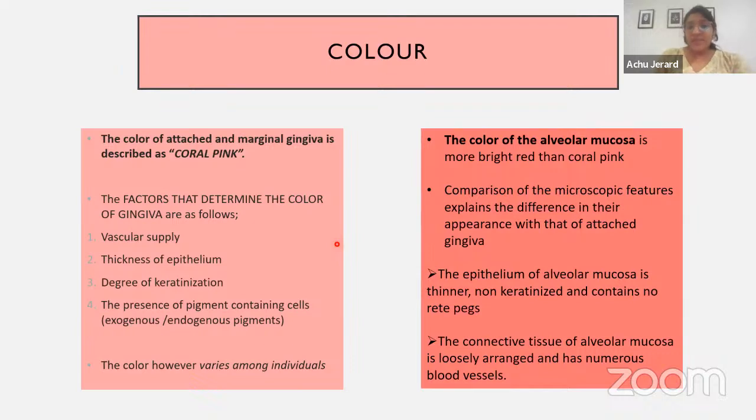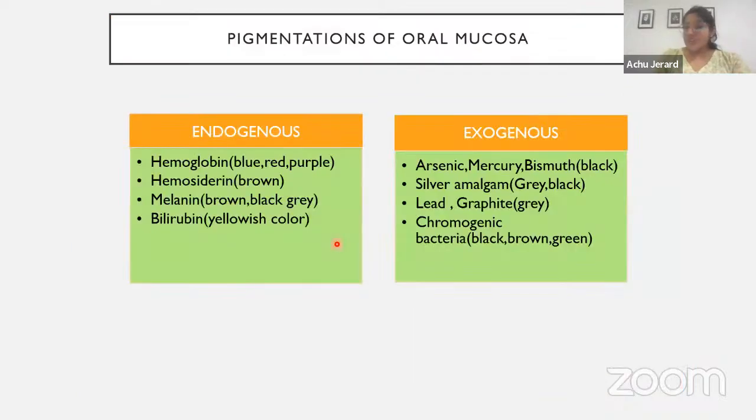Whereas in the gingiva, there is some amount of keratinization and thick stratified squamous epithelium. You also have the underlying vascularity, but the epithelial thickness and the degree of keratinization mask this vascularity to some extent, giving it a coral pink color. And the physiologic pigmentations also play an important role, for example the melanin pigments. In persons who have a high degree of melanin pigments, it will appear slightly brownish, blackish in color.